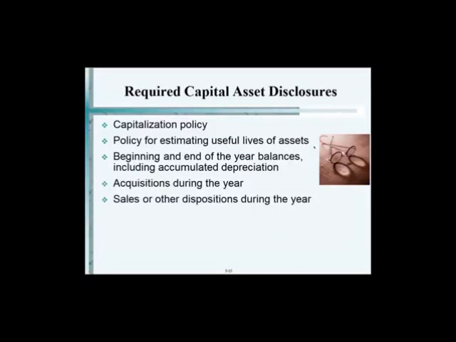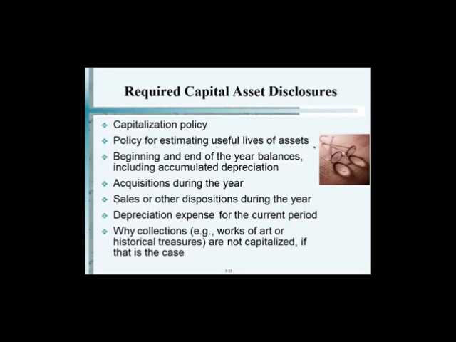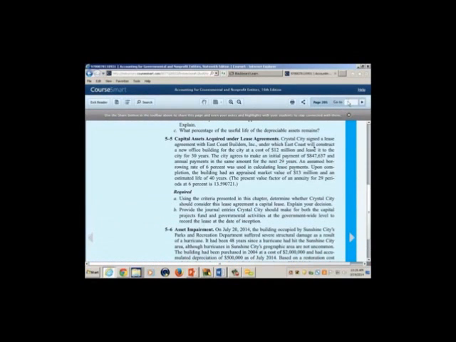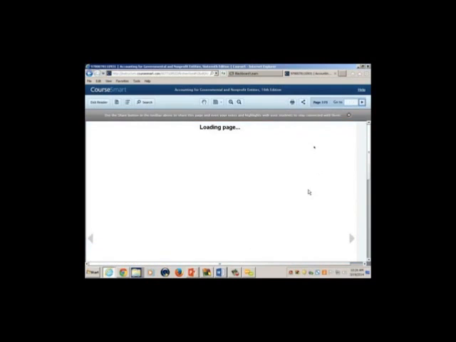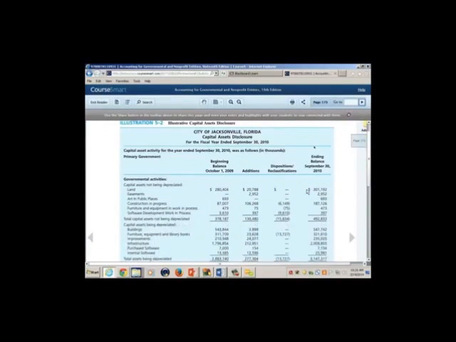What you'll find is that there's quite a bit of disclosure on capital assets. And actually, we can take a look at a sample. This is from the Comprehensive Annual Financial Report, the capital asset disclosure. Notice how it's set up: beginning balance, additions, retirements or dispositions, and the ending balance. See how it's laid out?